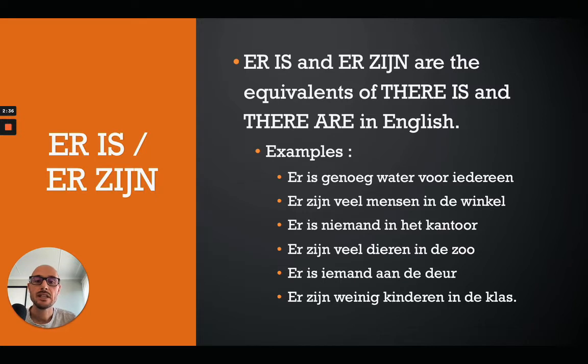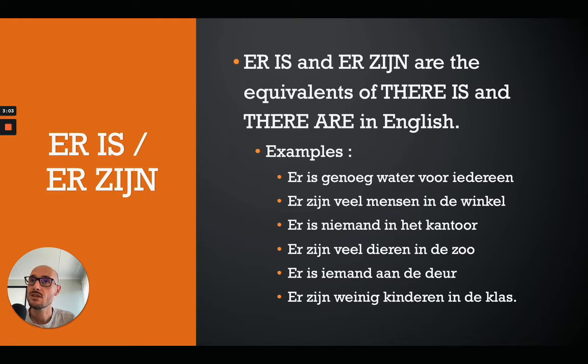Now, "Er is genoeg water voor iedereen." There's enough water for everybody. "Er zijn veel mensen in de winkel." There's a lot of people in the store. "Er is niemand in het kantoor." There is nobody in the office. "Er zijn veel dieren in de zoo." There's many animals, or there are many animals in the zoo. "Er is iemand aan de deur." There's somebody at the door. "En er zijn weinig kinderen in de klas." There are few children in the classroom.